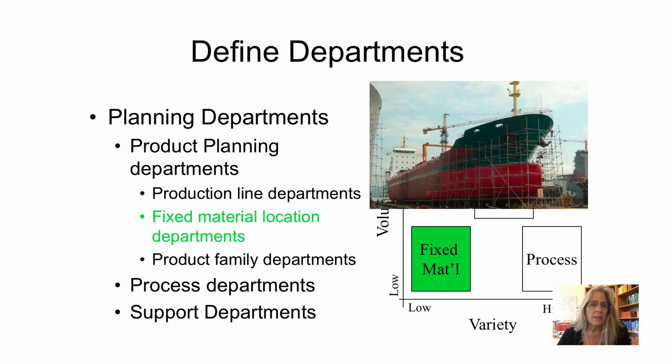The next is a fixed material location. This is low variety and low volume. This is a picture of a ship, and what fixed material means is that the thing you're making is in one location, and everything that you're doing to it comes to that location. A ship is in a dock or a dry dock, and all of the processes, the painting, the welding, come to the ship. So it's a very low volume and very low variety.